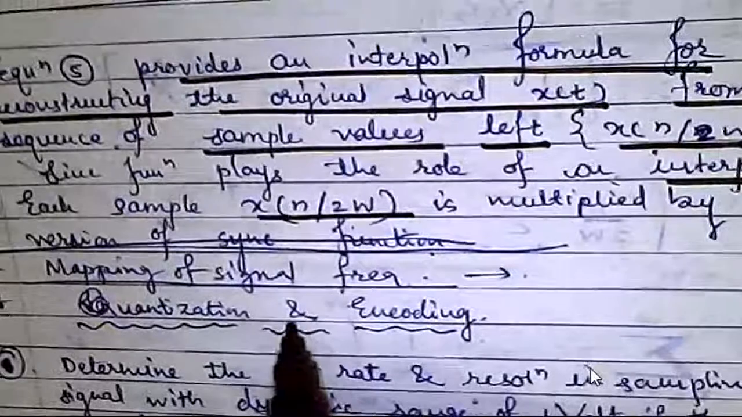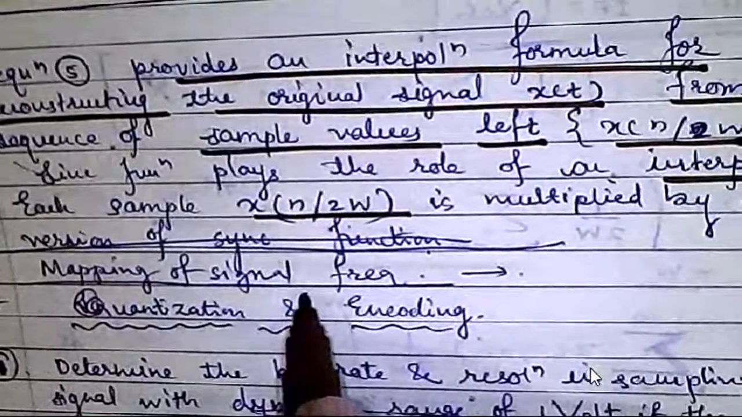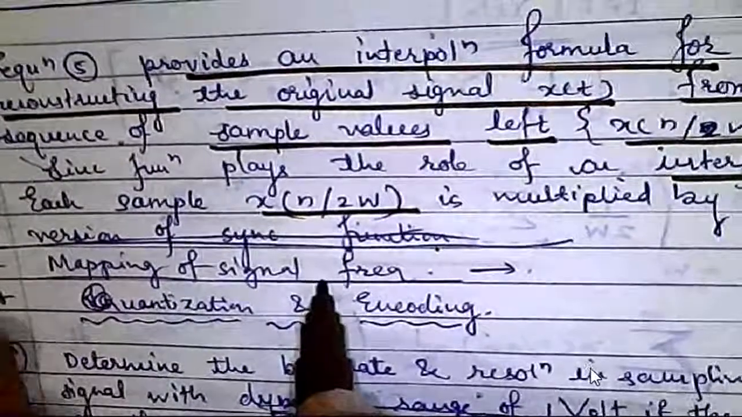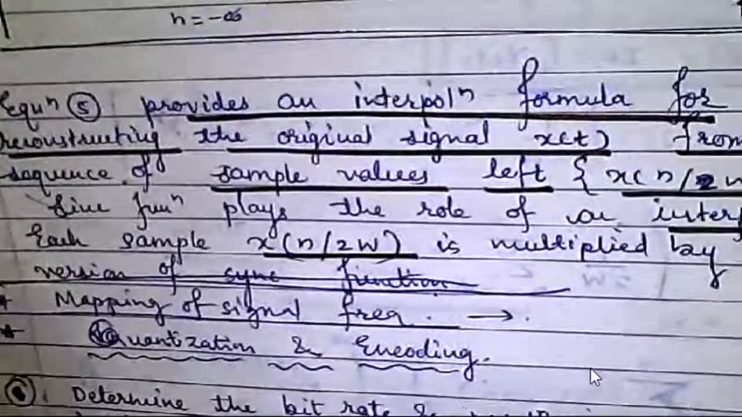This is how the reconstruction can be done, and it can be easily obtained from equation number 5. So this is all about the reconstruction.